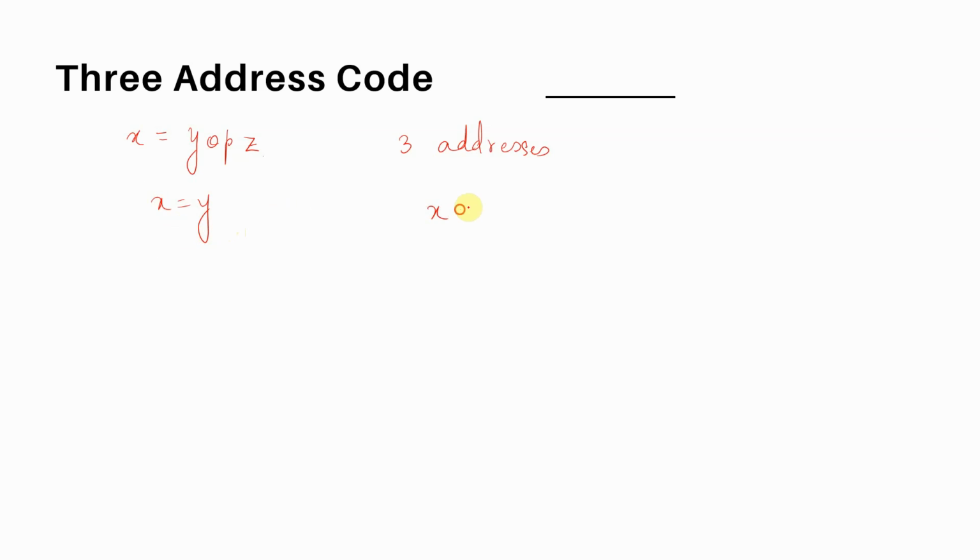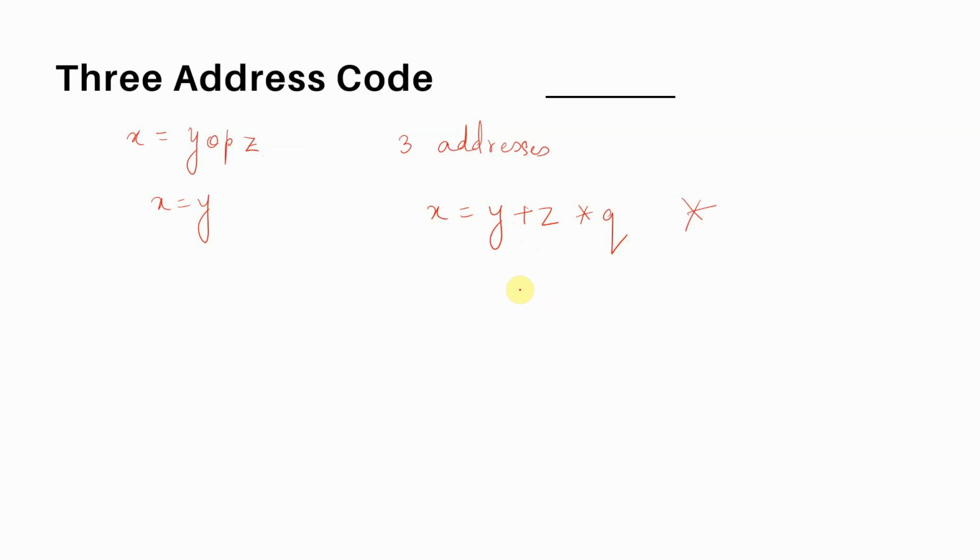Now if I consider x is equal to y plus z into q, how many addresses are present now? You should not have more than one operator here. In this case, this statement x is equal to y plus z into q has two operators. You can have at most one operator. So x is equal to y is a valid statement. If you consider x is equal to y plus z into q, this is not a valid statement.